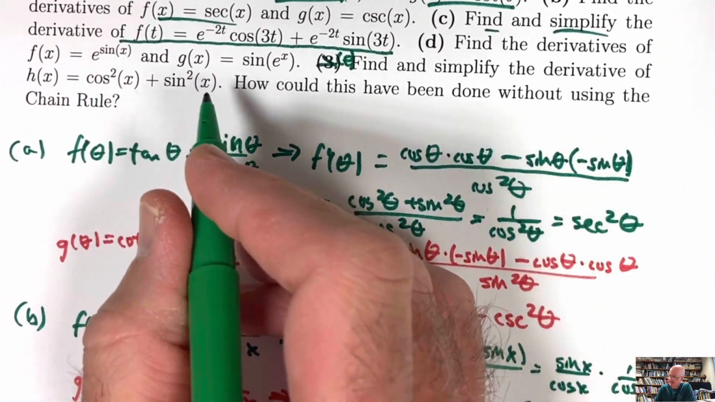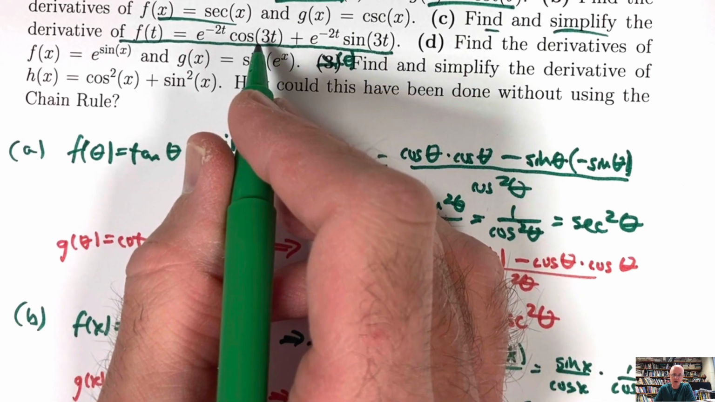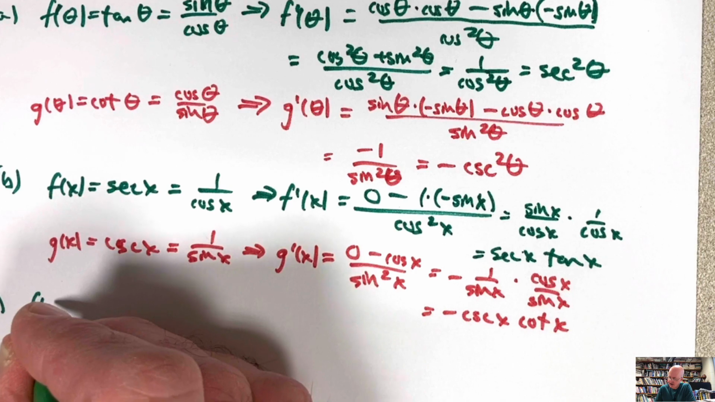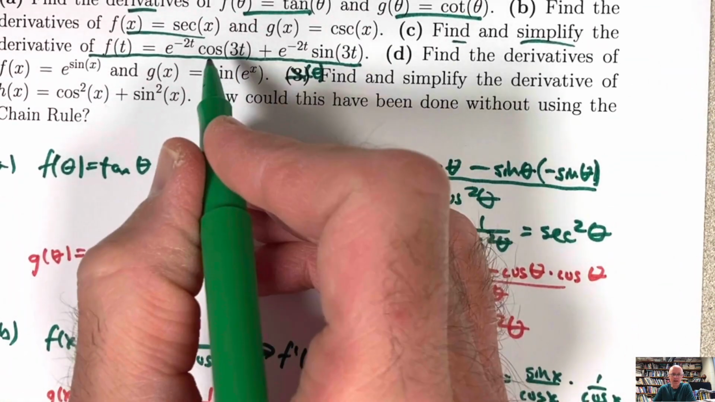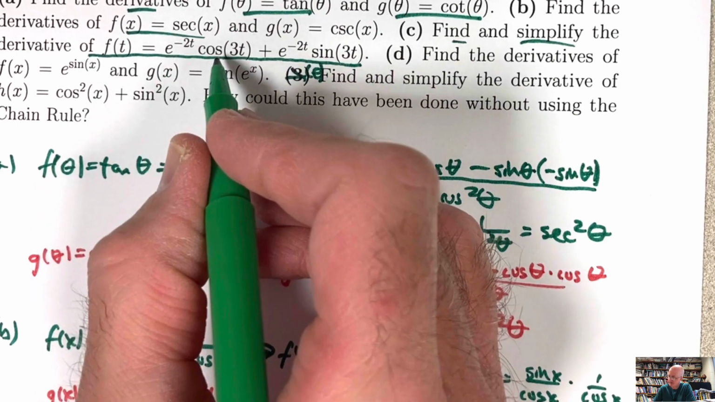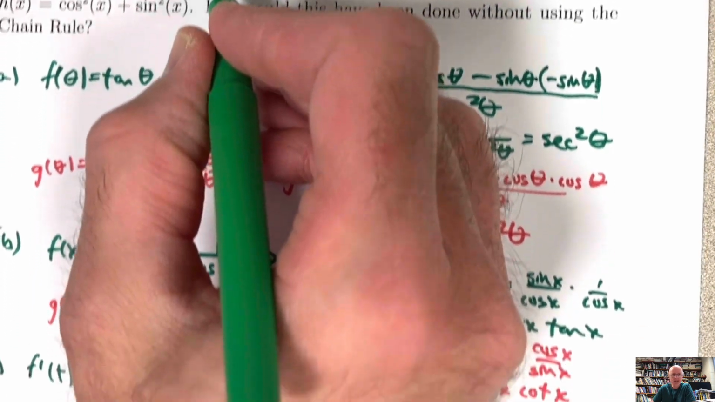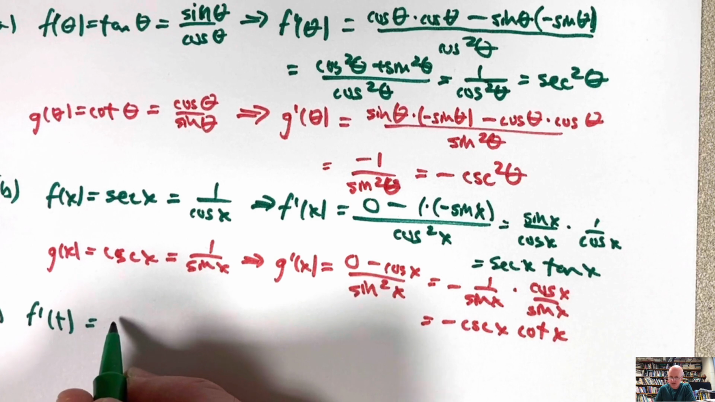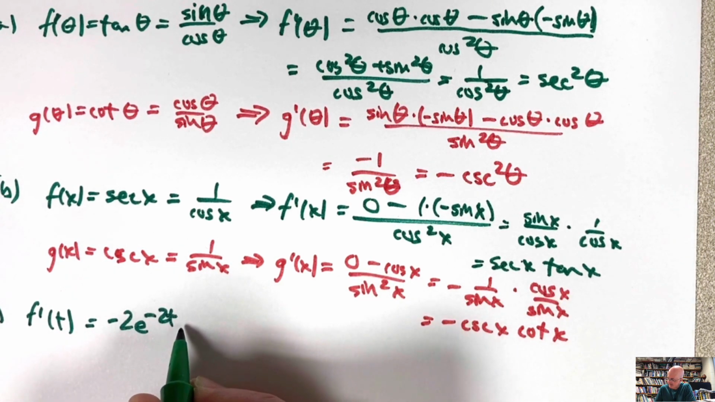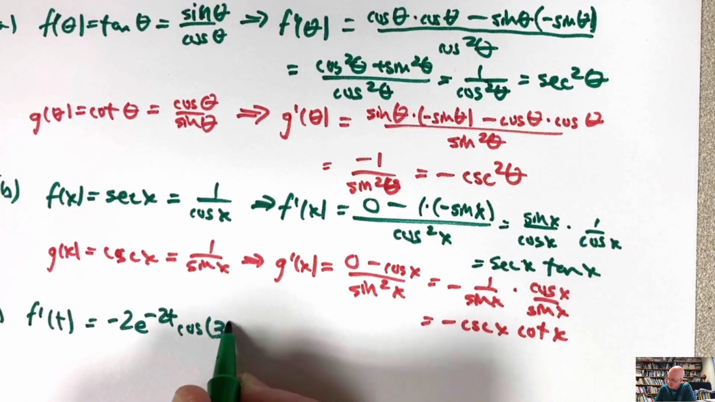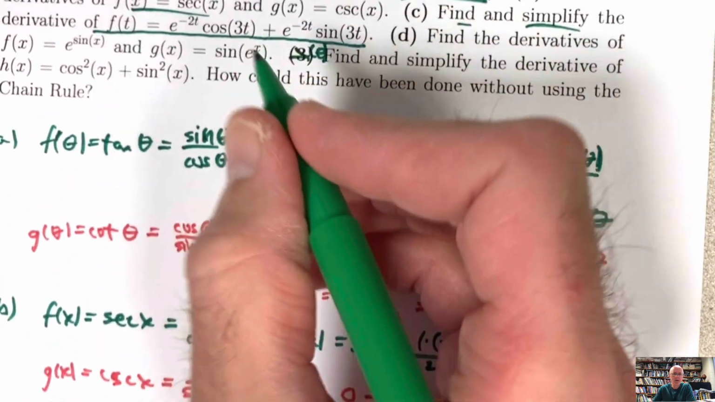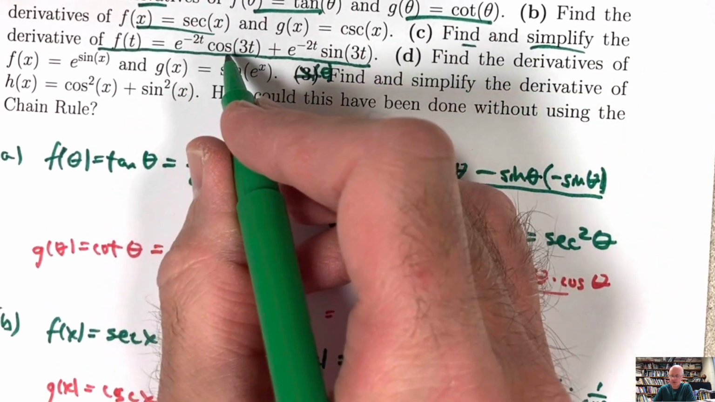So take it step by step. What's the derivative of this? I need the product rule. So here I'm differentiating e to the negative 2t times cos 3t. The first function is e to the negative 2t. The second function is cos 3t. The derivative of e to the negative 2t, the first function, by the chain rule is negative 2 e to the negative 2t. Then that gets multiplied times the second function, cos 3t, plus the first function times the derivative of the second.